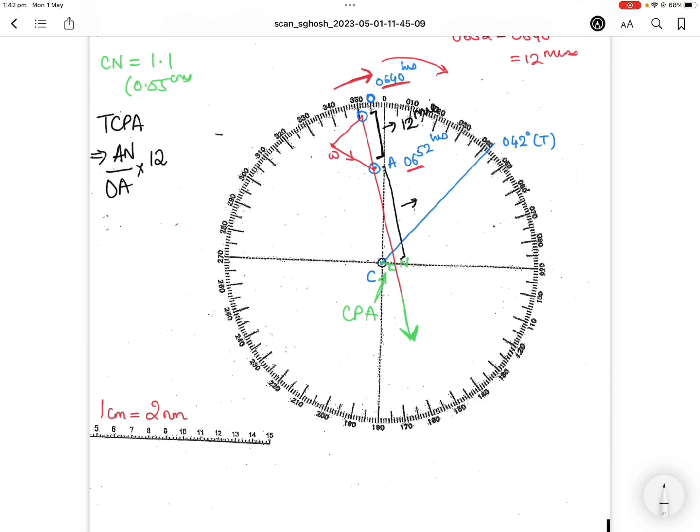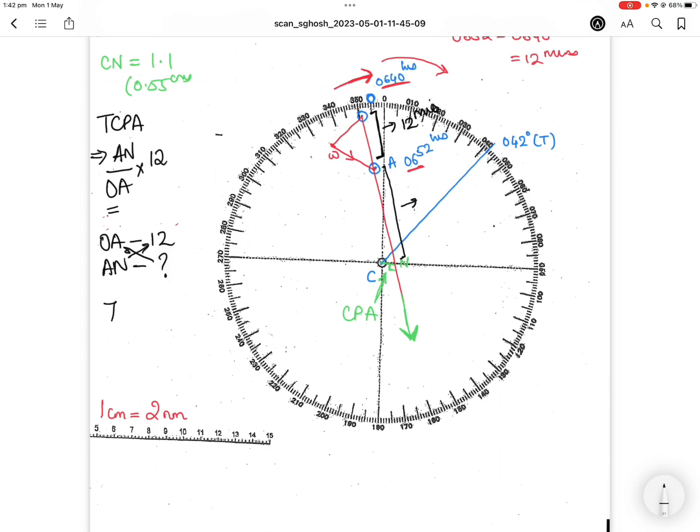In other words, if you are covering OA in 12 minutes, how much time will it take for you to cover AN? And then you do a cross multiply, something like that. So that's what is explained here. So AN by OA. If I measure out AN using the scale that I have, my answer will be slightly different. So AN is 1, 2, 3, 3.5.